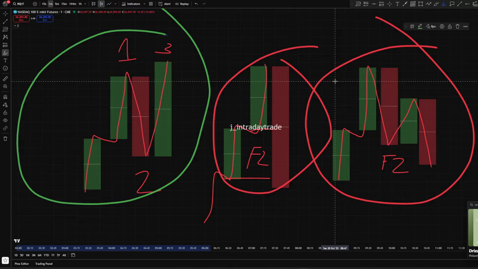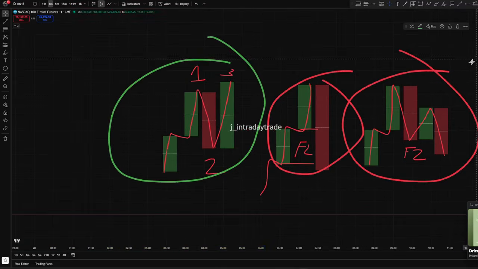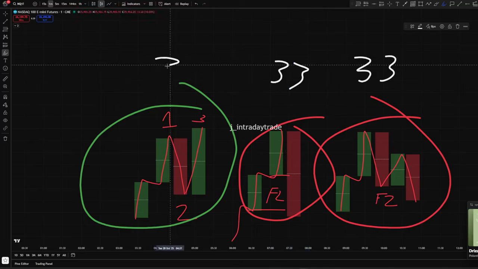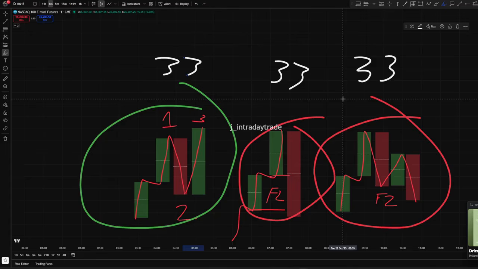CBCs by themselves, they are not to be ever used by themselves. Because of this reason that you have right in front of you right now. There are more ways to fail through a CBC than to succeed, right? So if this is a 33% win rate, and this is a 33, and this is a 33, why would we ever use it?